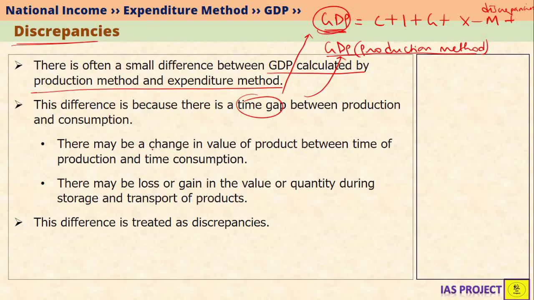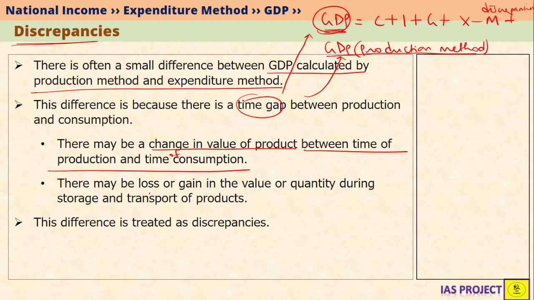Also, there may be a change in the value of product between the time of production and time of consumption. We know that the market value of items keeps changing. For example, onions, at sometimes they go up to 100 rupees per kg, and at other times they fall down to 20 rupees a kg. So during the production process, when the value of onions is calculated, it may be something. But finally, when the expenditure is made by the households, that is when you go to the market and buy, the cost may be something else because time has lapsed between production and consumption. So this is also a difference which accounts for discrepancies.